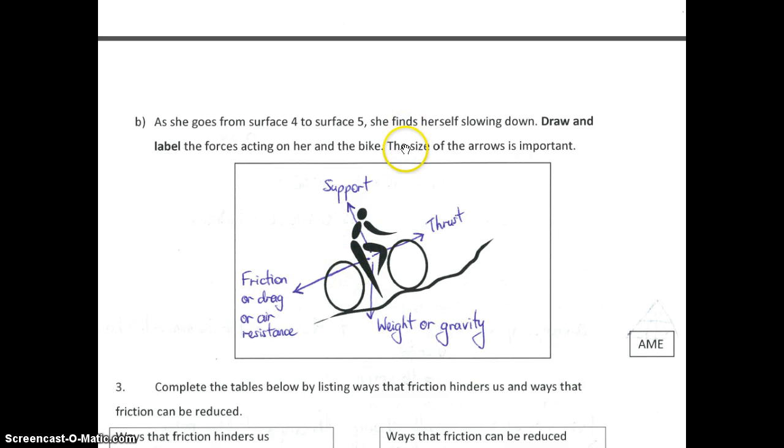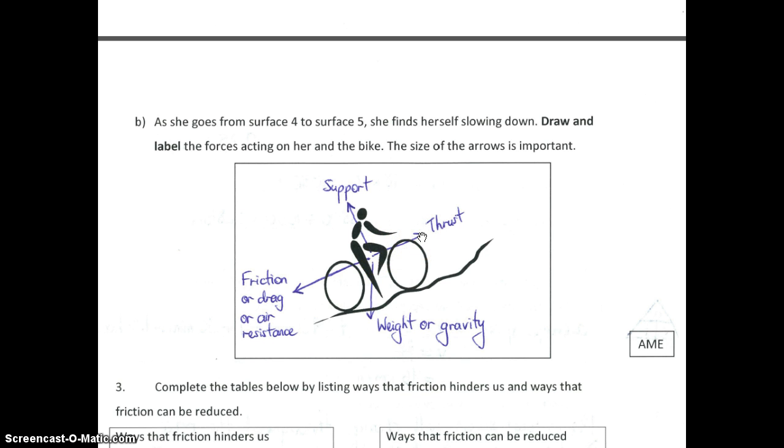Now you'll note here it said that the size of the arrows is important. So you should have drawn the friction arrow, and friction or drag or air resistance, we accepted any of those words, larger than the thrust arrow, and that would indicate that she's slowing down. Key bit of information there, she finds herself slowing down. So we know that because she's slowing down, the force in this direction must be larger than the force in this direction.